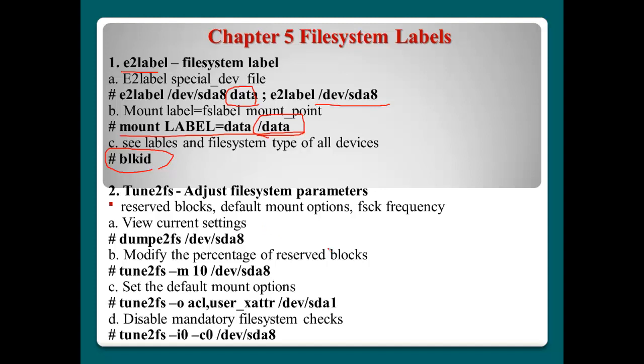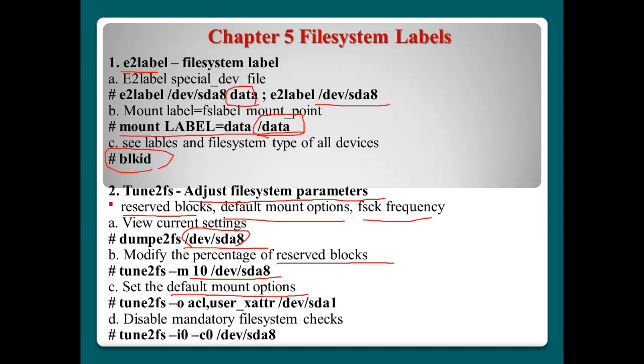Number two, tune2fs. Normally, we can use this command to adjust file system parameters, for example reserved blocks, default mount options, or file system check frequency. First one, dumpe2fs /dev/sda8 shows the current settings for the new partition. If I want to change the reserved blocks, we can use -m 10%. And C, set the default mount options.